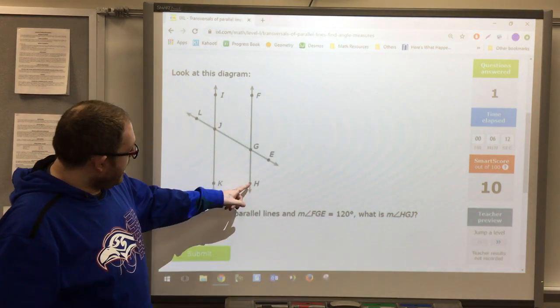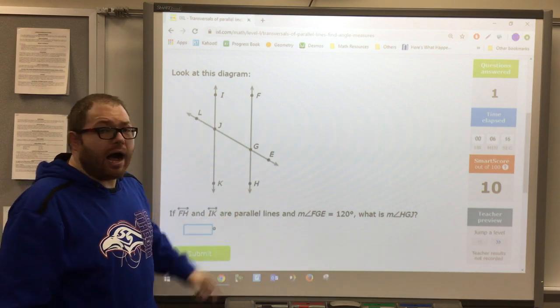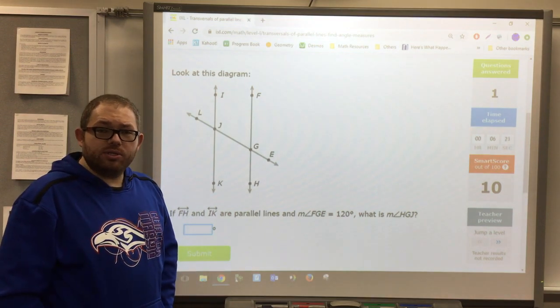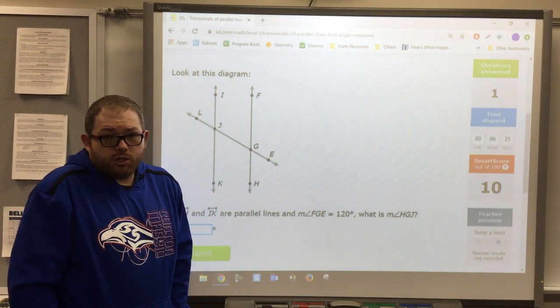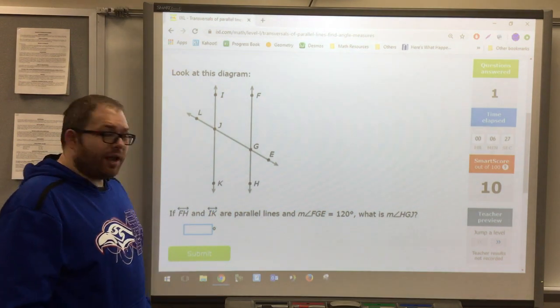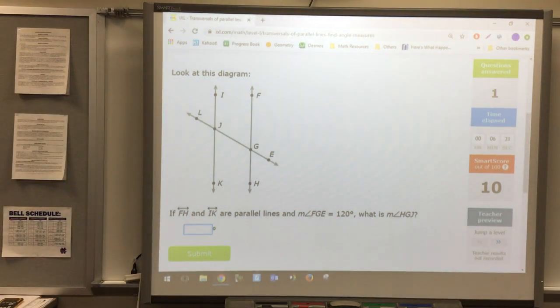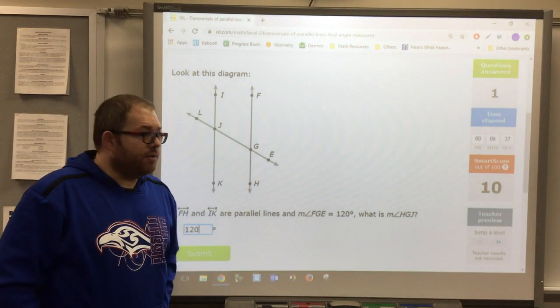HGJ, that is also an obtuse angle. Because it's also obtuse, I know that it has to be equal to that angle. So there's no math to do here. Our answer is going to be 120. And let's make sure our score goes up from 10.